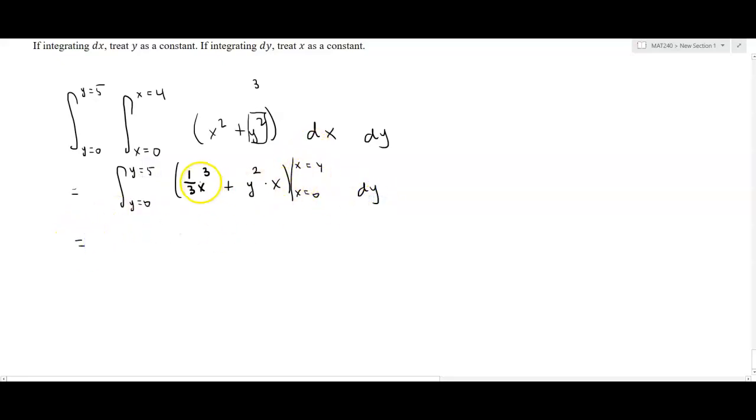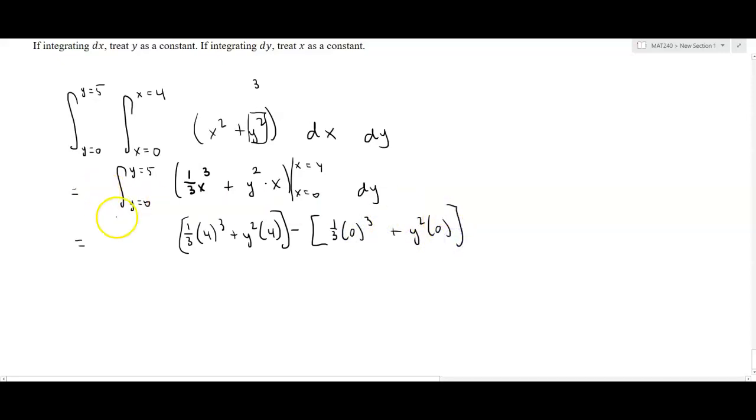And so when I plug in 4 for x here, I'll have 1/3 times 4 cubed plus y squared times 4. And then the same thing evaluated at 0. So minus 1/3 times 0 cubed plus y squared times 0. And remember, we still have this outer integral here from y equals 0 to y equals 5. And this outer integral is dy. So when I evaluate that, 4 cubed divided by 3 is going to be about 21.3.